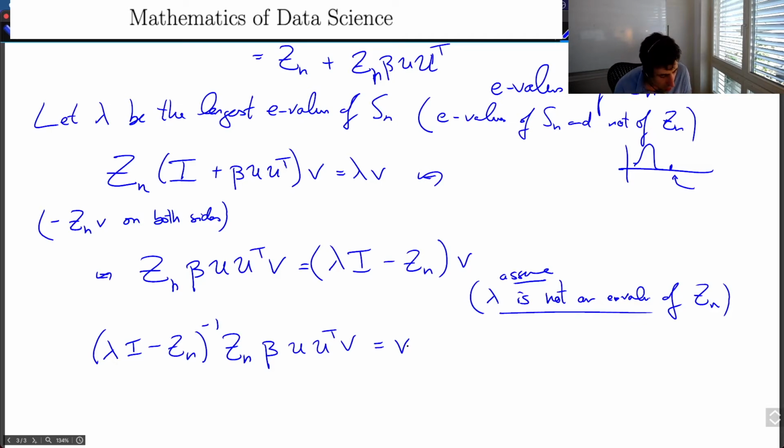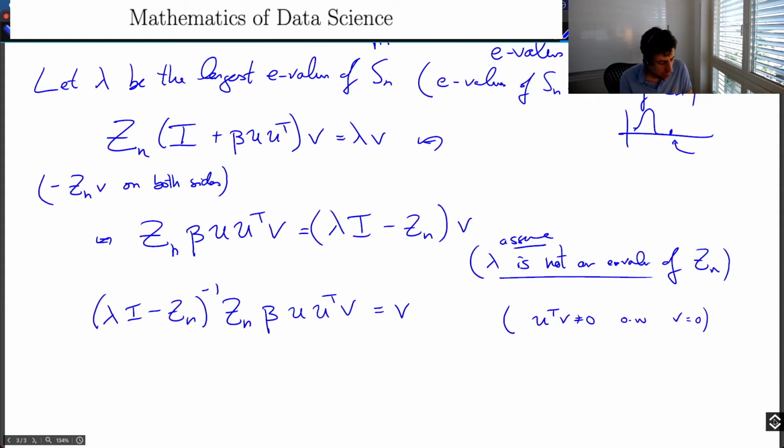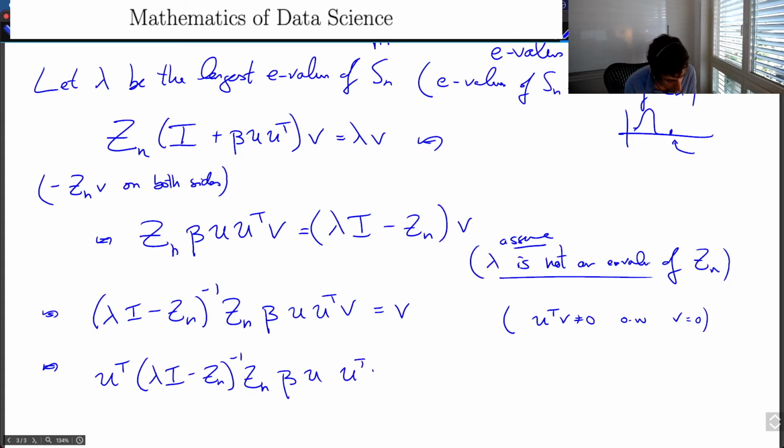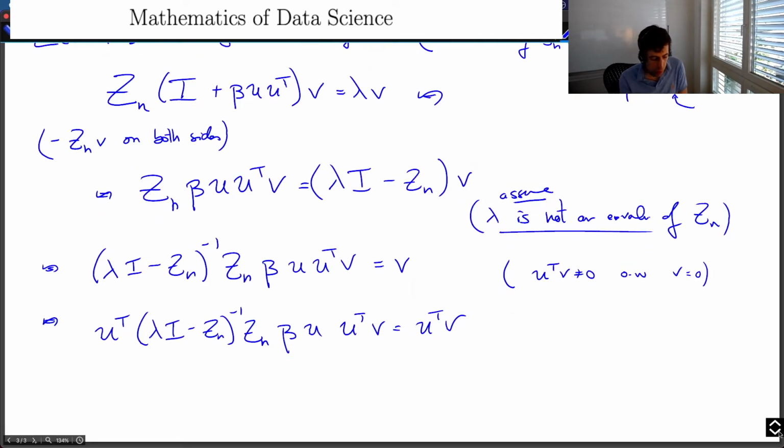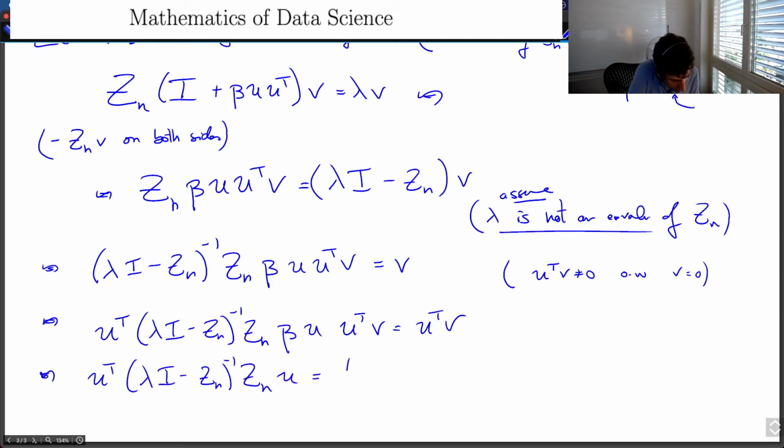We immediately get that U^T V needs to be non-zero. Otherwise V would be 0, because the left-hand side would be 0, since there's the U^T V there. So in a way, we're assuming that U^T V is non-zero. Now let's multiply by U^T on both sides. We get U^T (λI − Zn)^{-1} Zn β U^T V = U^T V. Because U^T V is not 0, I can divide by it on both sides. What do I get? U^T (λI − Zn)^{-1} Zn U is equal to 1 over β.